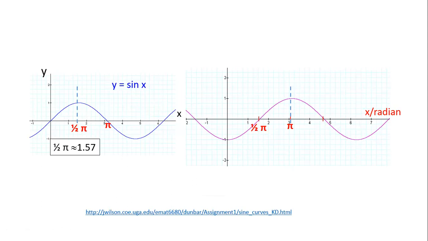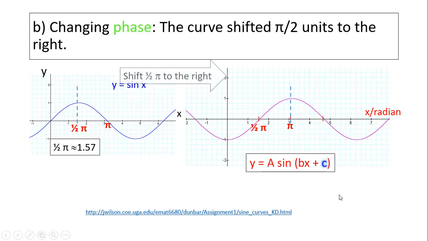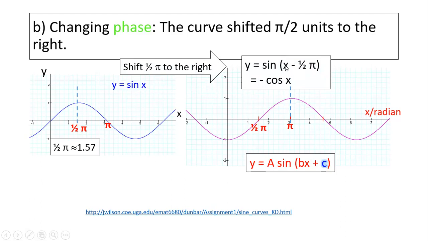Or we can shift this one to here, half pi. Then how do we write the equation? Same thing. We shift half pi to the right. So half pi to the right is x minus half pi. Then use your trigonometry formula, you should get your minus cos x. That's what it is. When we shift the sine by half pi, it becomes minus cos x. Okay?